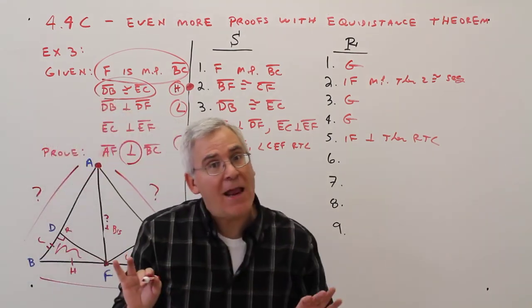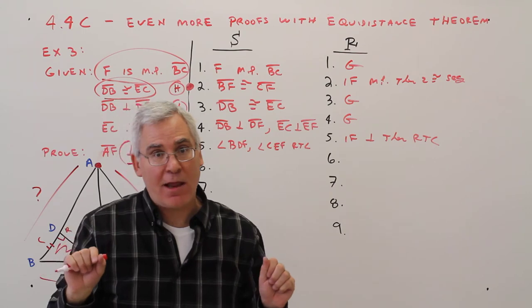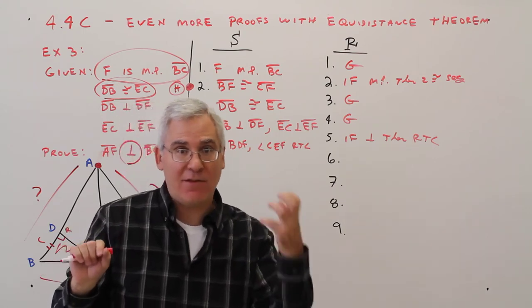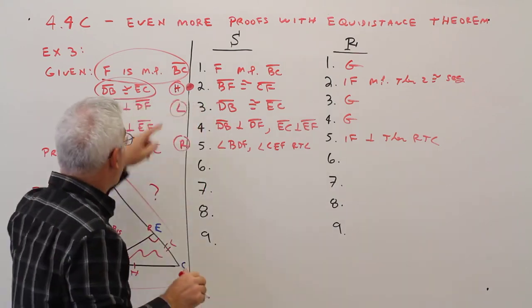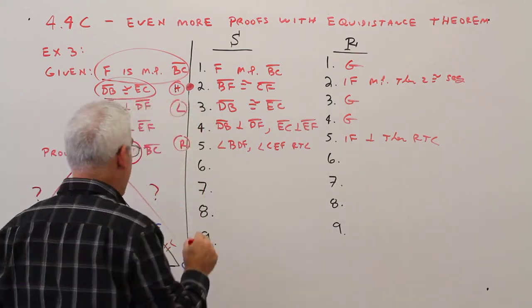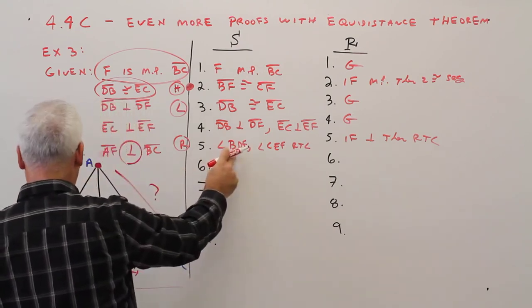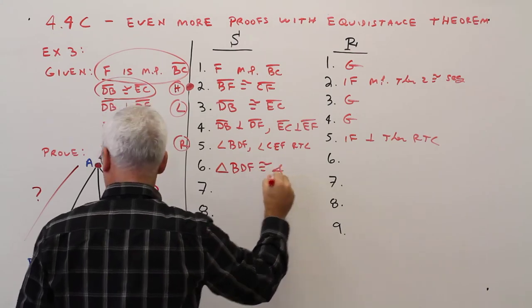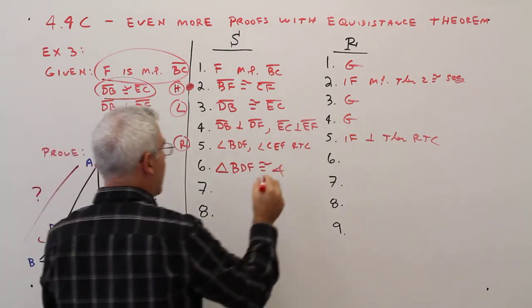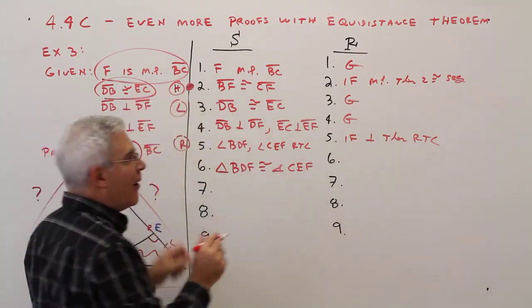Now only for HLR, I do not need to establish those right angles congruent. I just need to know that they exist. If you want to go ahead and establish them congruent, go for it. So I've got HLR, so now I got the triangles congruent. So triangle, I could just use that same setup. BDF is congruent to triangle CEF by HLR.